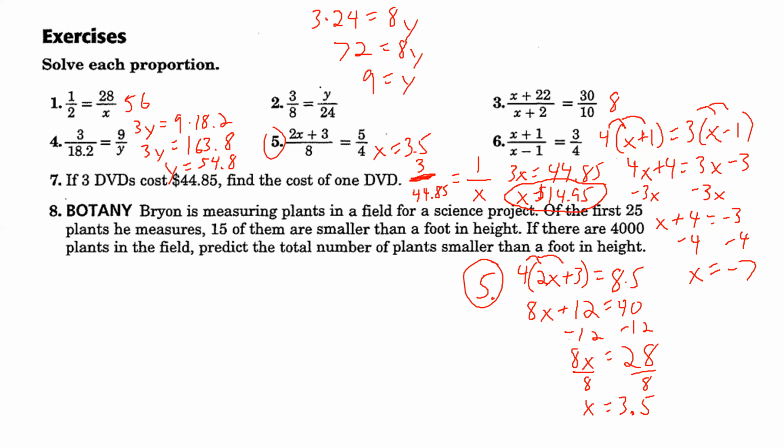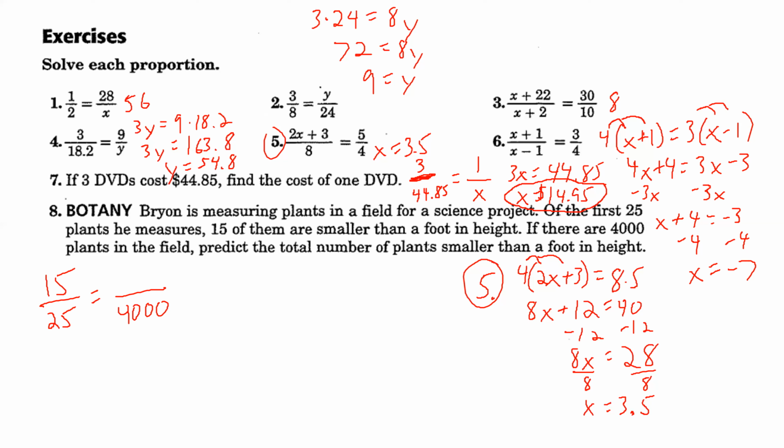On 8, again, you have to set up your own proportion. So it says we're measuring plants in a field. The first 25 plants measured, 15 of them are under a foot in height. So I'm going to set up a fraction. 15 out of 25. So this is 15 plants are less than a foot tall out of 25. And then it says that the total number of plants in the field are 4,000. So equals total number of plants in the field would go on bottom because 25 was the total number of plants. So 4,000 is also the total number of plants.